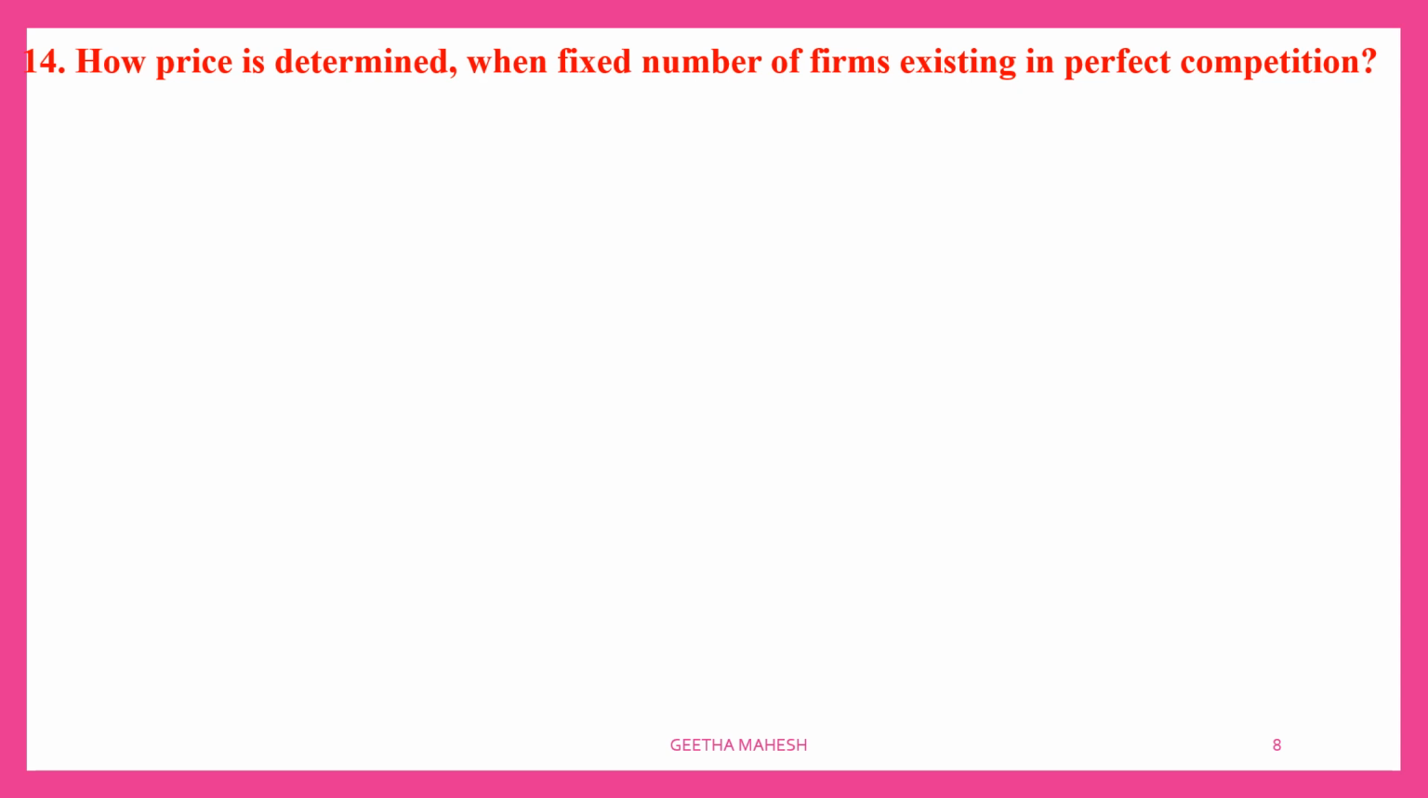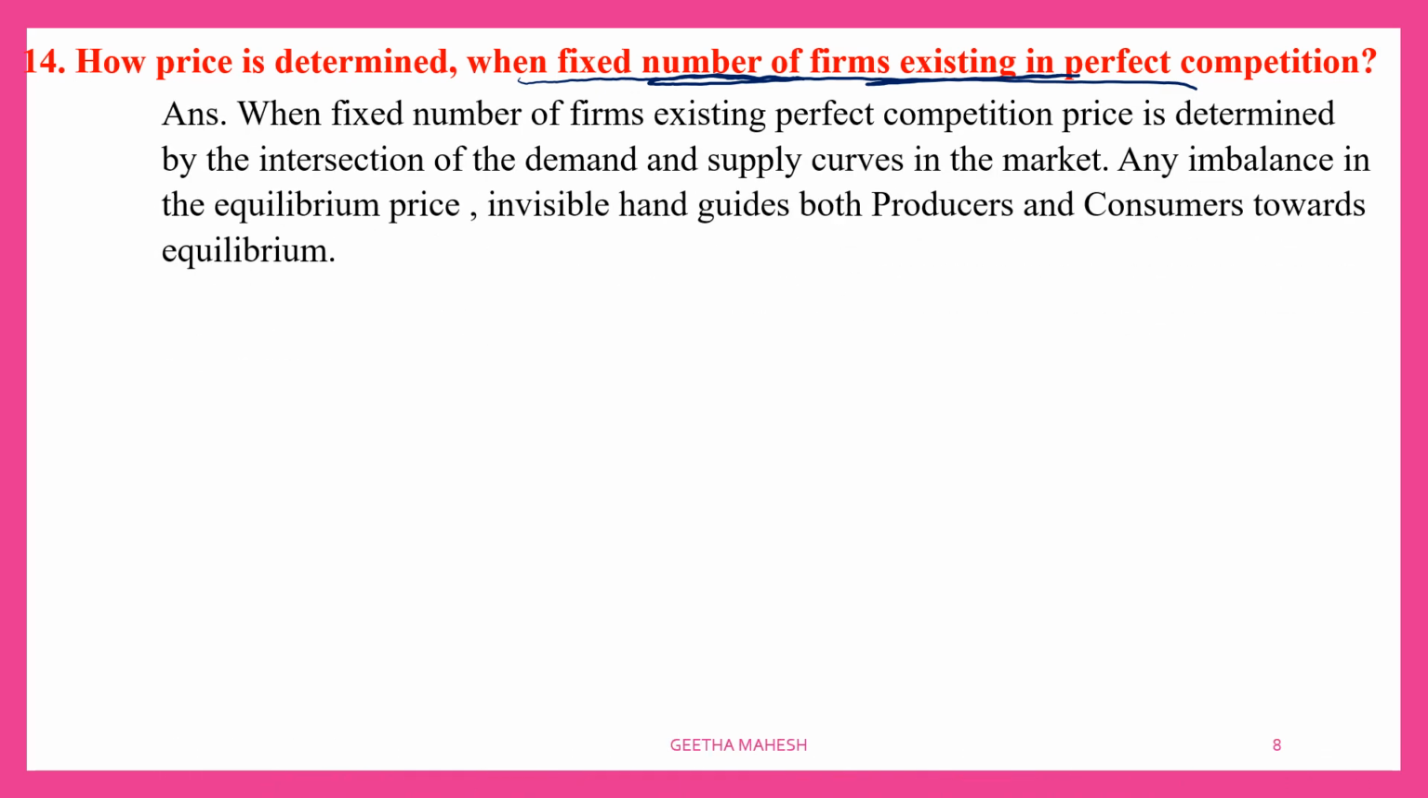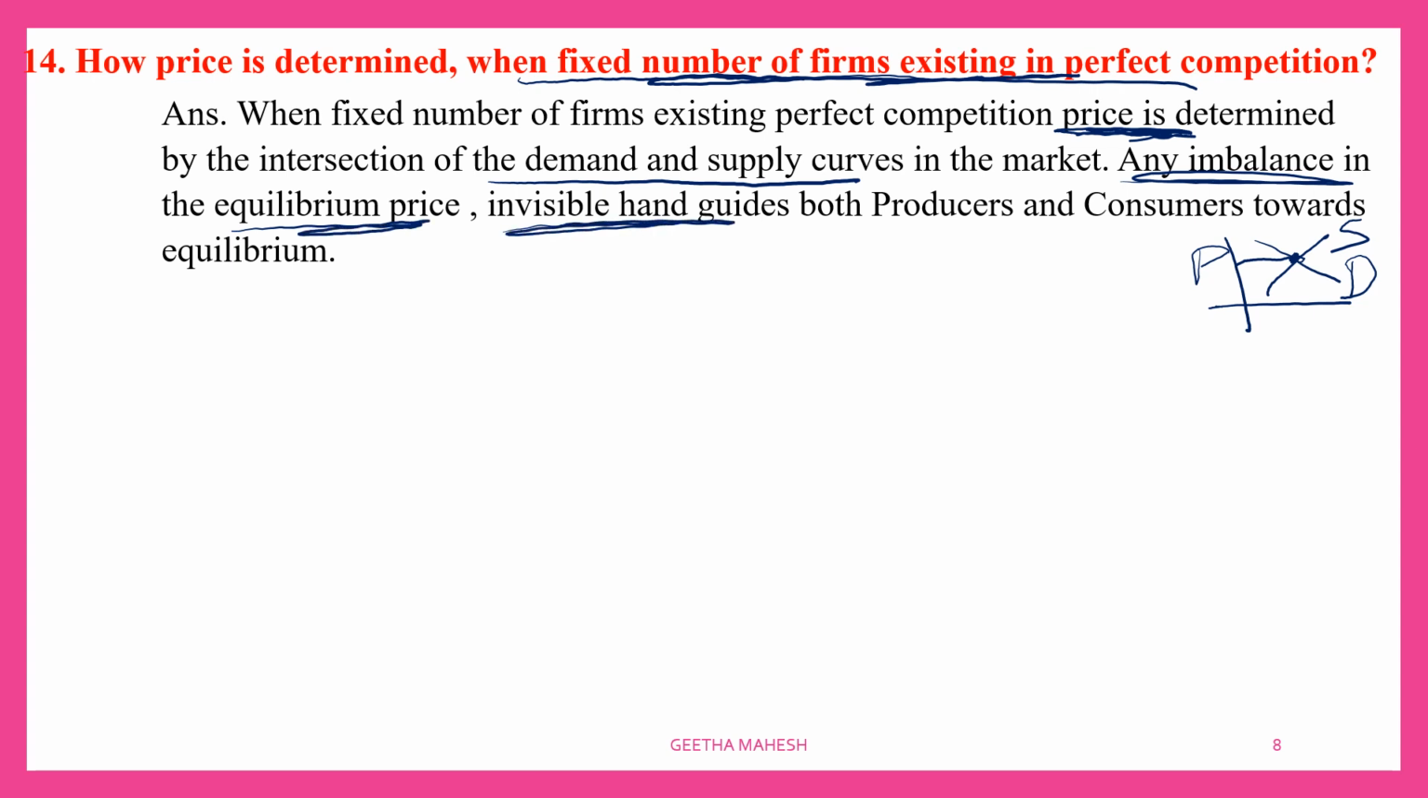How is price determined when a fixed number of firms exist in perfect competition? So, when a fixed number of firms exist in perfect competition, price is determined by the intersection of demand and supply. So, the intersection of demand and supply will determine the price of the product under perfect competition. And if there is any imbalance in equilibrium price, then the invisible hand will correct it by guiding producers and consumers towards equilibrium.